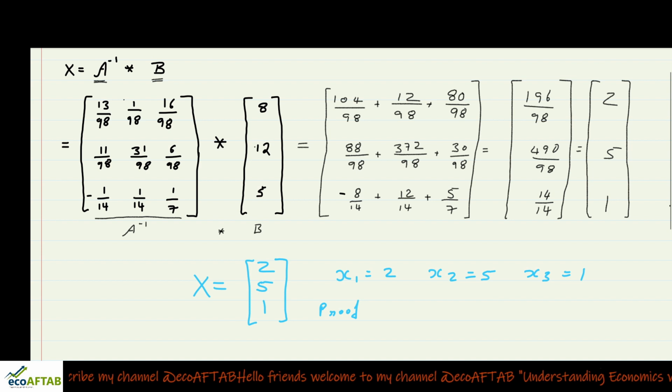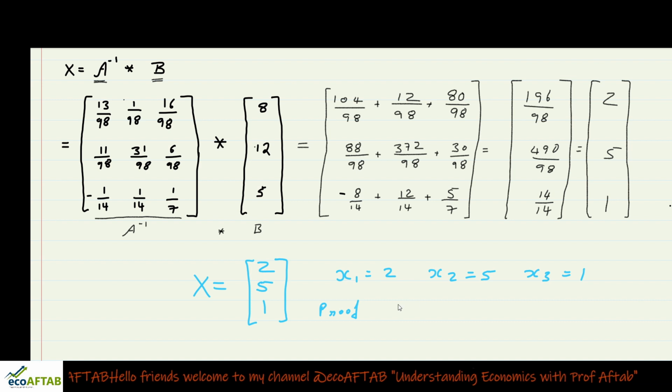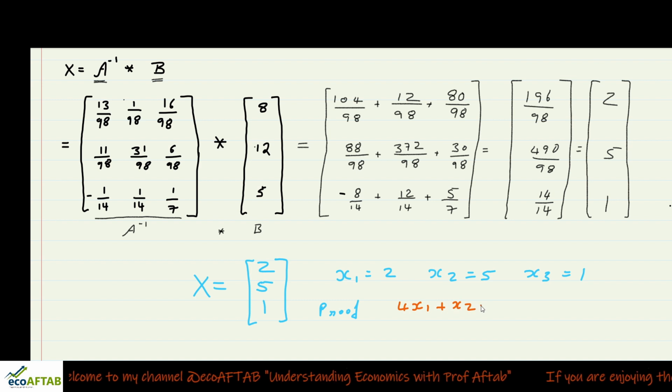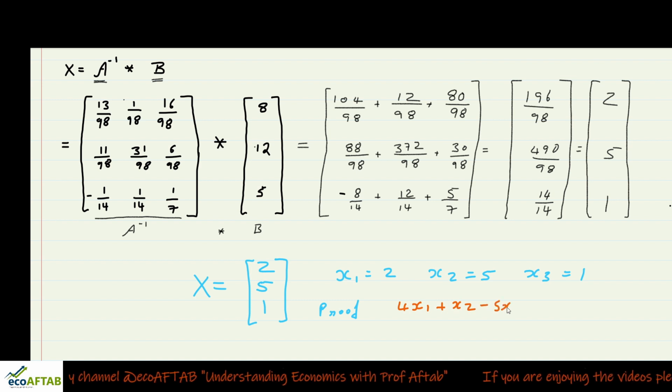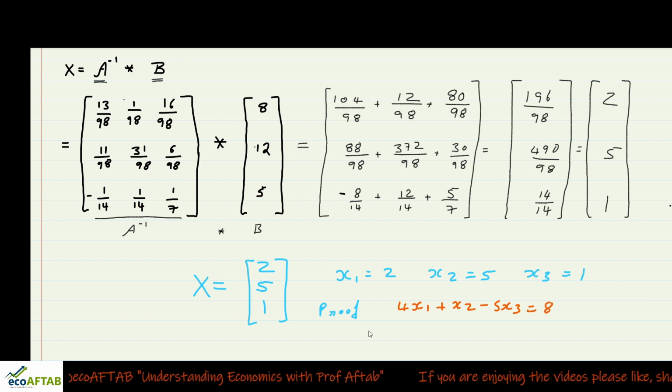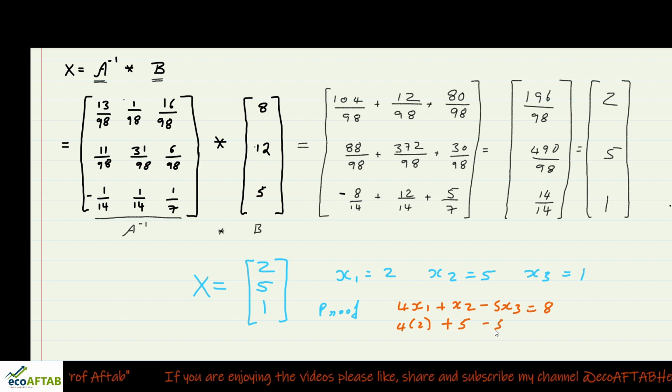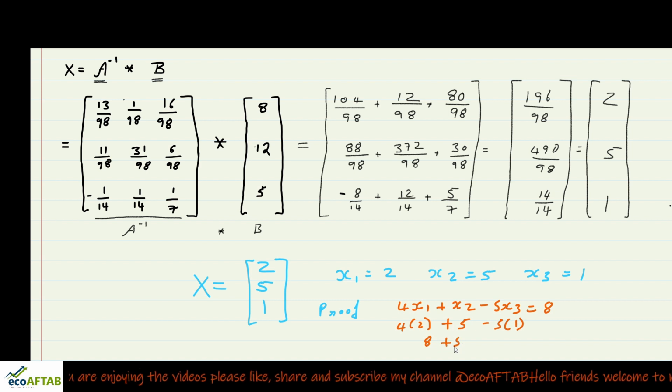For that particular proof, let us take one equation. I will take the first equation, 4x1 plus x2 plus minus 5x3 is equal to 8. Just by substituting the values, 4 into 2 plus 5 minus 5 into 1. So what we get is 4 2s are 8 plus 5 minus 5. So plus 5 and minus 5 will get cancelled, and what we get is 8.